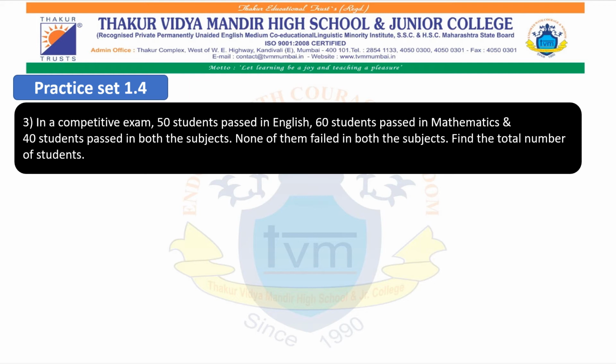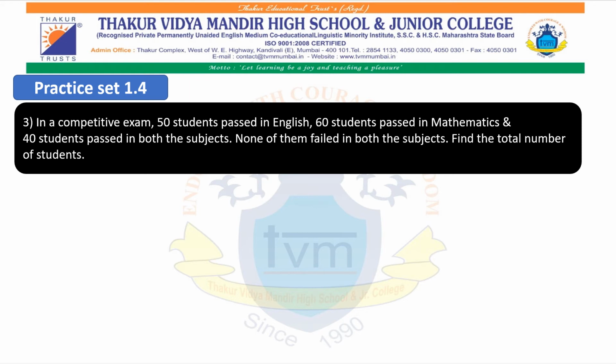Means this can be taken as intersection, and the total number of students participated in that competitive exam is not given. After that, they had given none of them failed in both the subject. Okay, and then they had said find the total number of students. Means the value of universal they had not given.